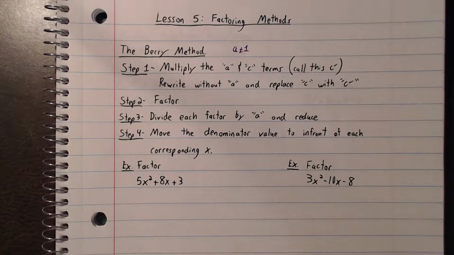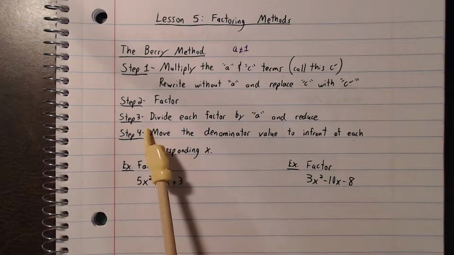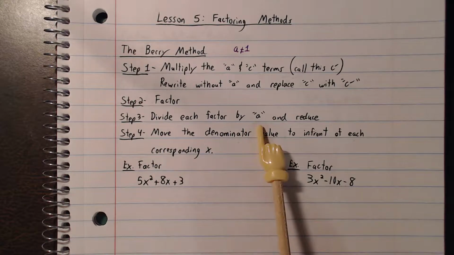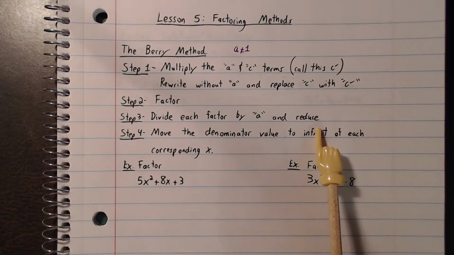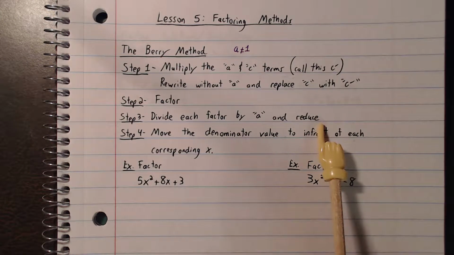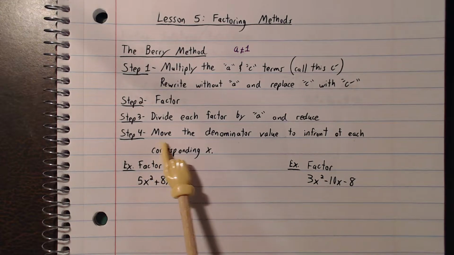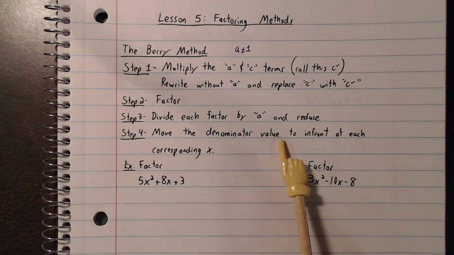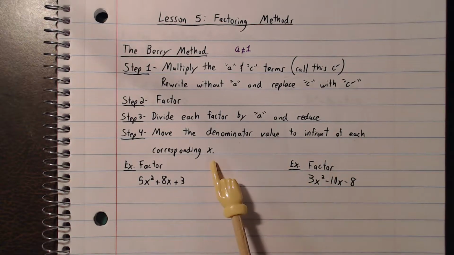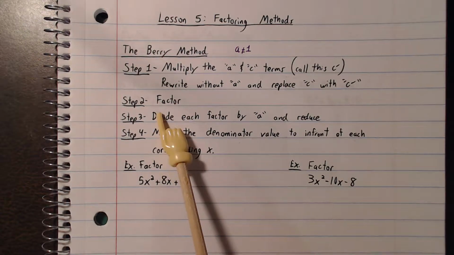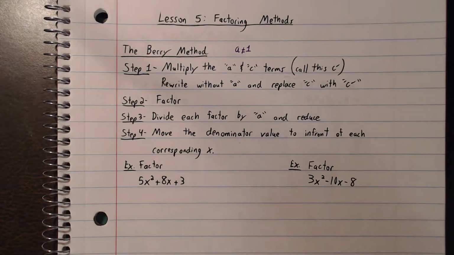Second step is we're going to factor. We have all different ways we can factor. Hopefully we'll be able to do this just by looking at it. If not, we can use completing the square or even the quadratic formula if we need to. Step 3, we're going to divide each factor by the A term and reduce if it can reduce. If it can't reduce, we're going to move right to step 4, which would be move the denominator value to in front of each corresponding x. Now these last two steps are a little bit trickier than what you would normally think of because this is a new process. So they'll make more sense once we actually do an example out.